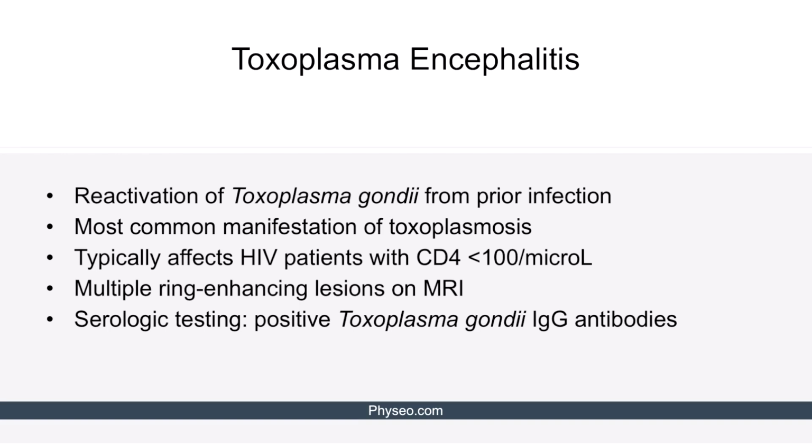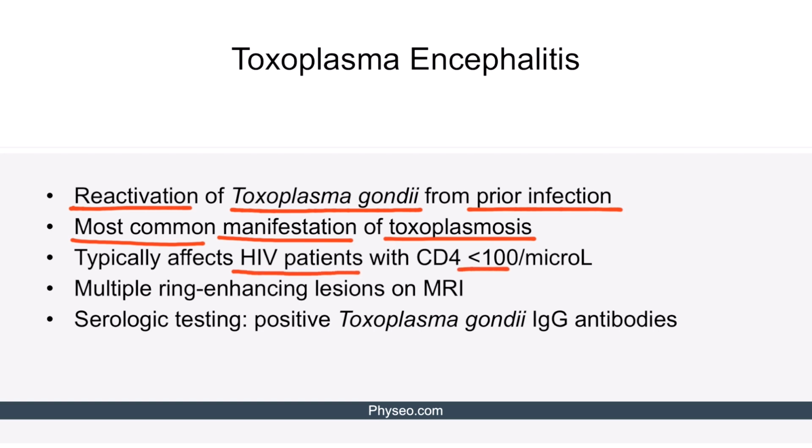Let's next discuss Toxoplasma encephalitis. This results from reactivation of Toxoplasma gondii from a prior infection. And it's the most common manifestation of toxoplasmosis. In other words, there's a lot of things that toxoplasma can cause, but if you're thinking about its reactivation, think about primarily encephalitis. So this typically affects HIV patients when their CD4 counts get below 100. And on MRI, you'll see multiple ring-enhancing lesions. And on serologic testing, there'll be positive Toxoplasma gondii IgG antibodies.